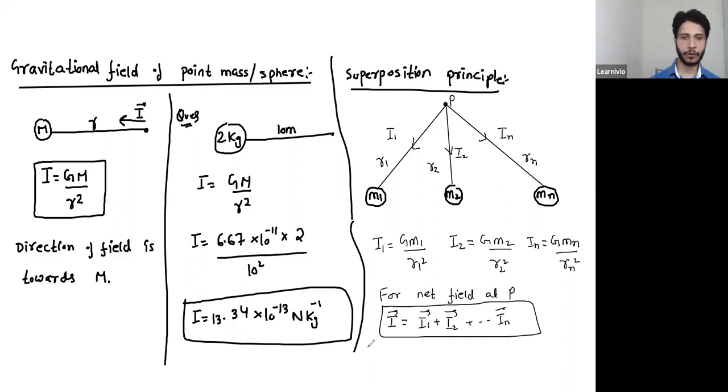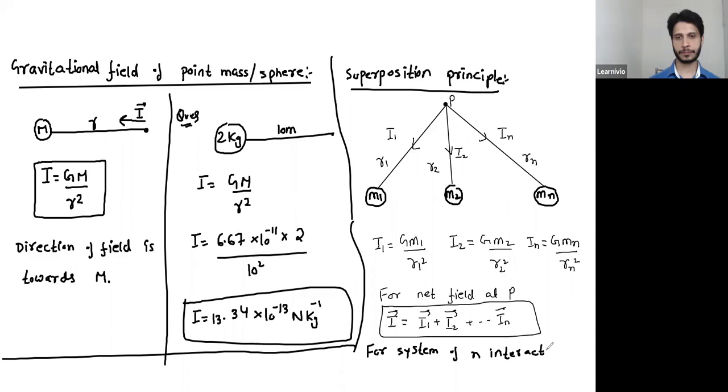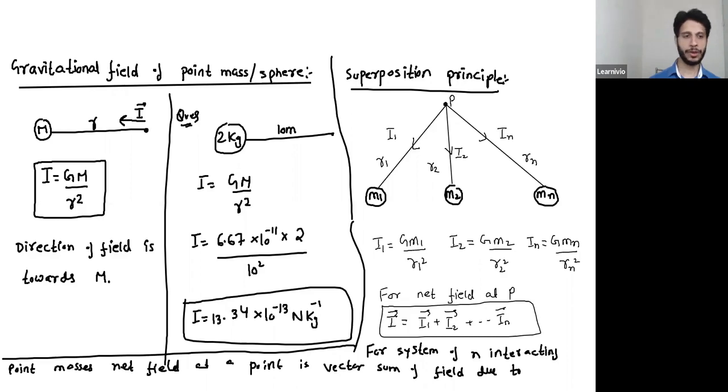So it says, for a system of n interacting point masses, net field at a point is the vector sum of field due to individual masses.